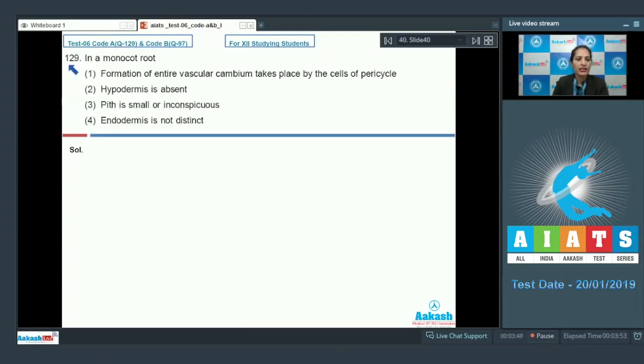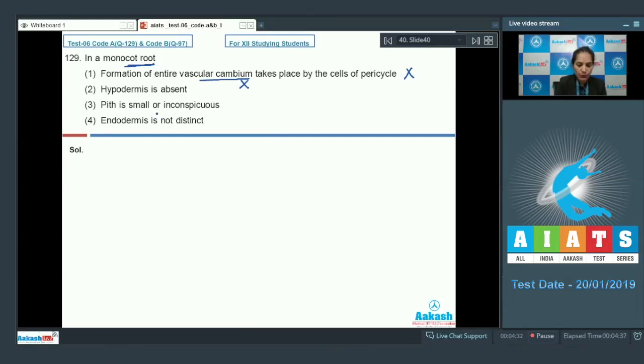Question number 129. In a monocot root, first, formation of entire vascular cambium takes place by the cells of pericycle. Second, hypodermis is absent. Third, pith is small or inconspicuous. Fourth, endodermis is not distinct. In case of monocot root, the formation of entire vascular cambium takes place by the cells of pericycle. No. Monocots do not show secondary growth. If they do not show secondary growth, there is no presence of cambium. So vascular cambium does not present in the monocot root. So this option is ruled out.